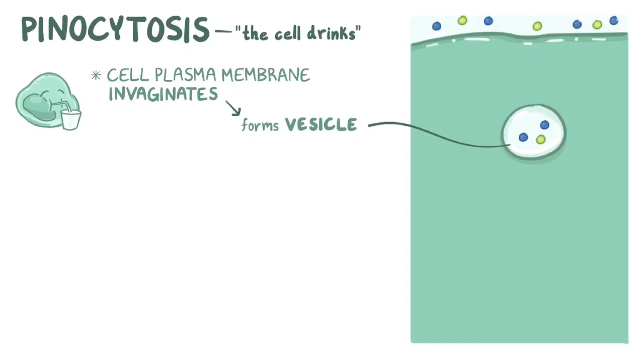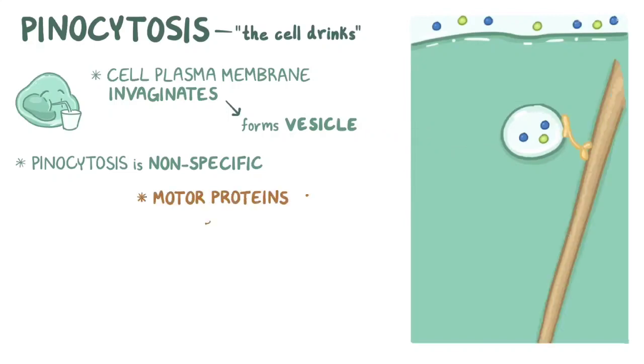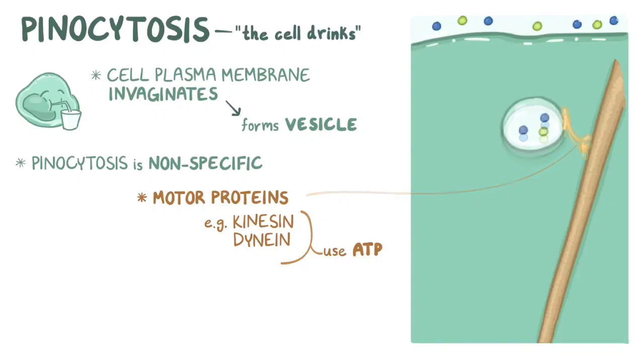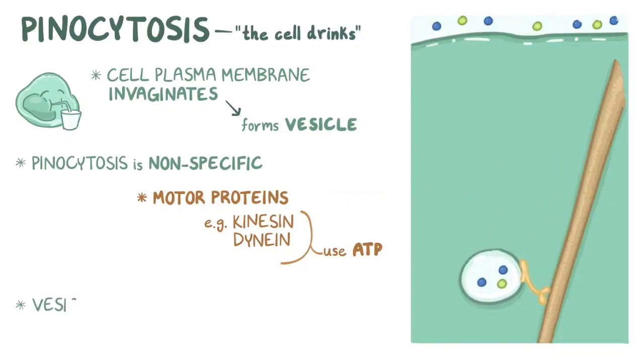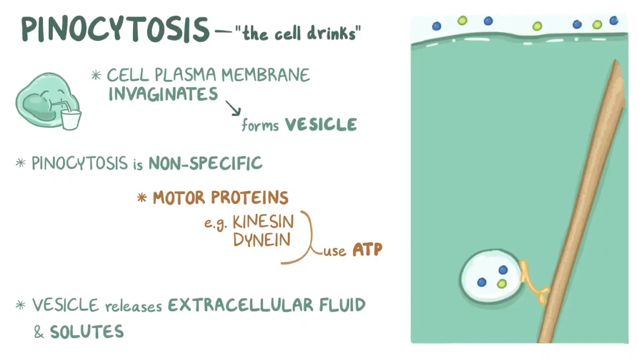Also, unlike phagocytosis, pinocytosis is a non-specific way for cells to take in solutes. So, whatever solutes are hanging around in the extracellular fluid get pulled inside the cup as well. And once inside the cell, motor proteins like kinesin or dynein carry the pinocytosis vesicle using ATP deeper into the cytosol. At the same time, the vesicle slowly releases the extracellular fluid and the solutes into the cytosol as well.